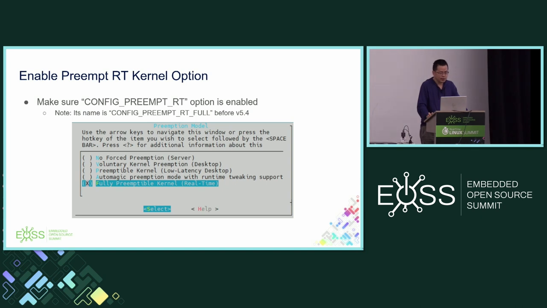For the RT kernel option, it's CONFIG_PREEMPT_RT. I think all of you here are Linux experts and should know this option well, but I still mention it here because it's the basic and most important kernel option. It must be enabled, or else it doesn't make sense to select an RT kernel. By the way, this kernel option's name was different before 5.4: its name was CONFIG_PREEMPT_RT_FULL.